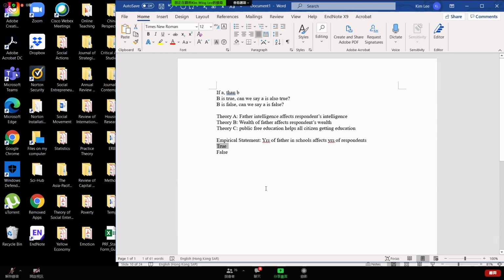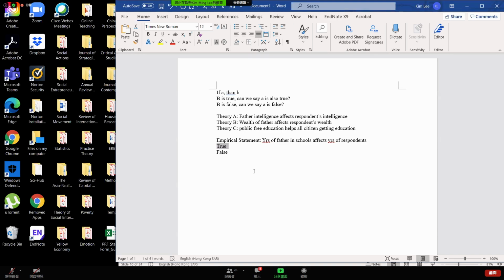You just measure, because an empirical statement is about measurement. So you ask people, for example, here I ask you a question: how many years have you studied? You say 12, and how many years has your father studied, say 10 or whatever. So you can measure it. Later on, we will tell you how to exactly test the hypothesis using SPSS to do some statistical analysis. Okay, so this is how we can get whether the empirical statement is true or not.